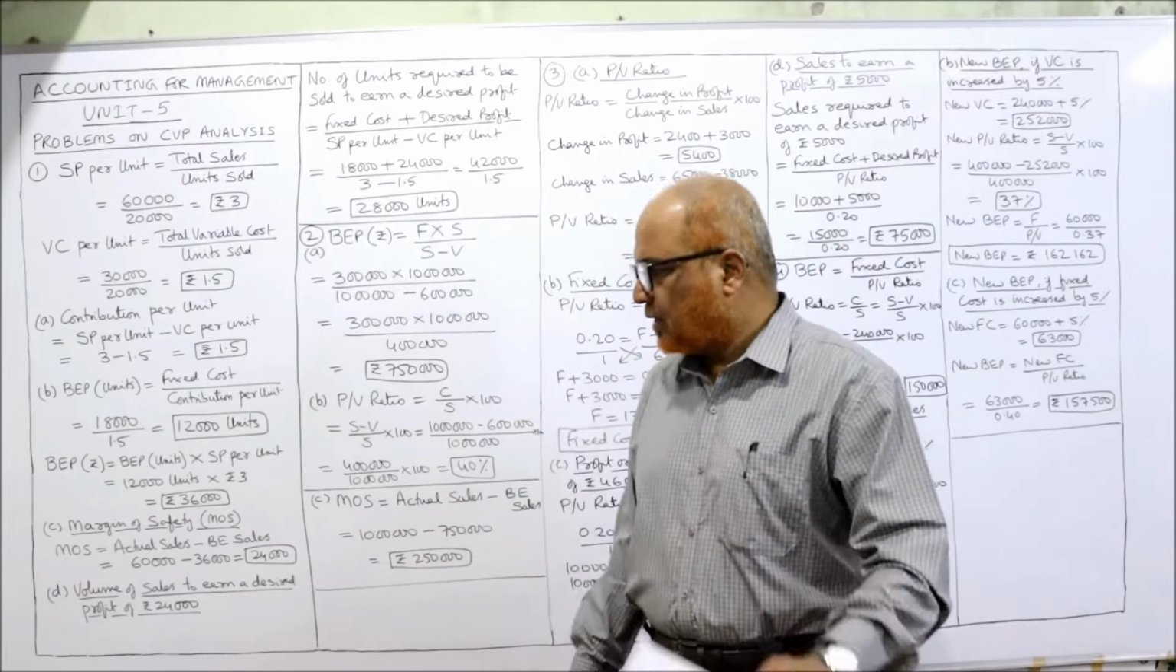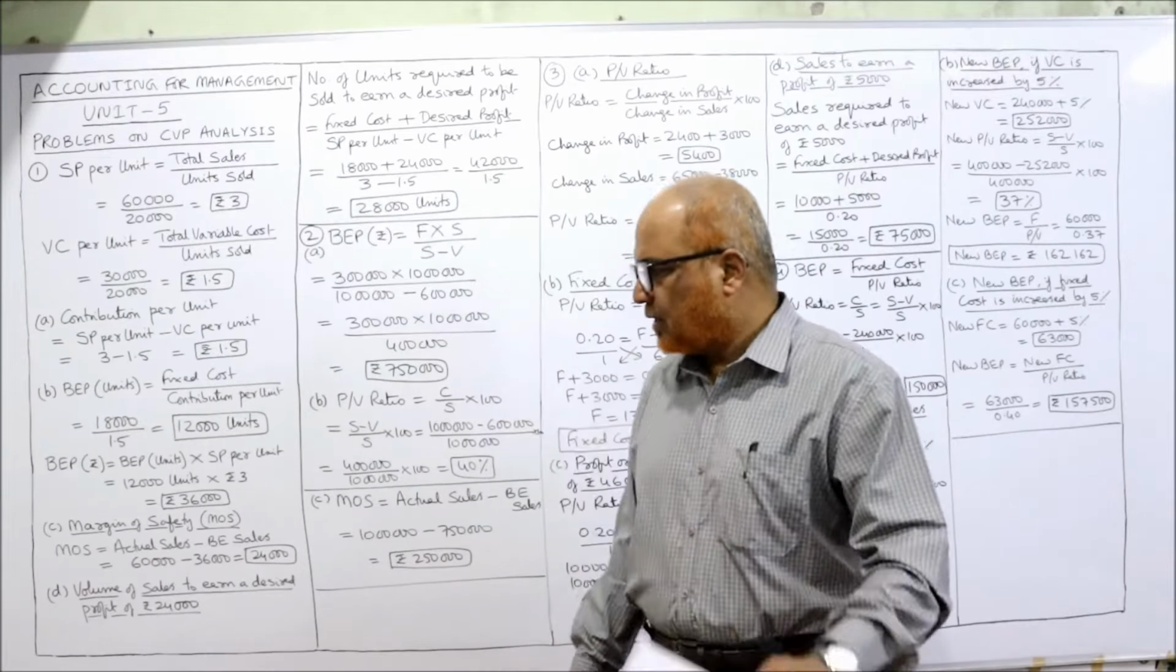In the month of July, there is a loss of 2,400. And in the month of August, there is a profit of 3,000. That means we have recovered the cost, then we have earned the profit of 3,000. The total change in profit from July to August is 2,400 plus 3,000, 5,400.